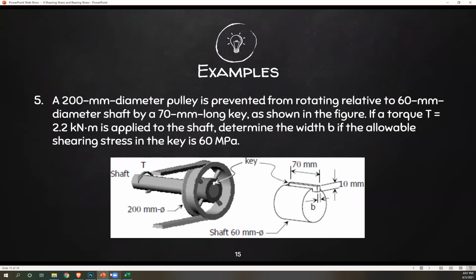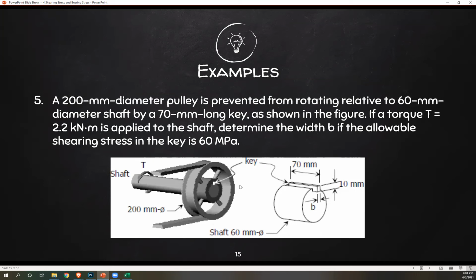Okay, so let's analyze. We have a pulley. This is your pulley. It has a 200 millimeter diameter. Then we have a shaft of 60 millimeters. So this is your shaft, and this has a diameter of 60 millimeters. Then we have a key, and this is your key, which is 70 millimeters long. Also it's 10 millimeters high according to the drawing.